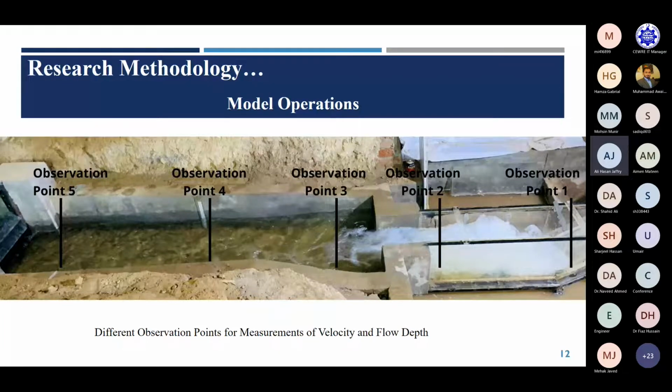These were my 5 different observation points: observation points 1, 2, 3, 4, 5. 2 observation points were within the basin, and 3 observation points were downside of the basin in the river level.